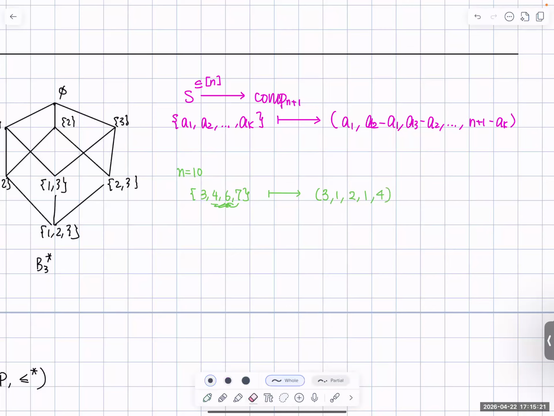Okay. So that guarantees that you can go from here to here and you can easily go back, right? To go back is easy. You just start with 3 and then 3 plus 1 and then plus 2 and then plus 1 and that's it. Just ignore the last guy. Okay, so that's a bijection between the power set of n and the compositions of n plus 1.